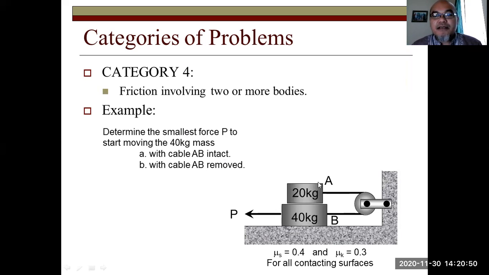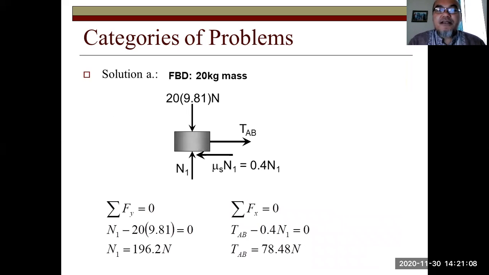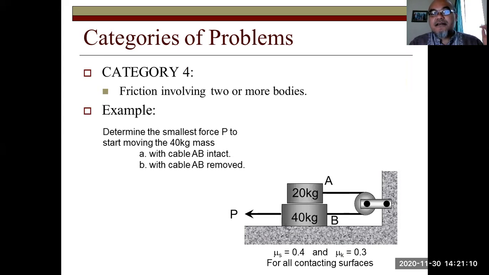First, with cable AB intact, meaning it is connected via this pulley. And second, with AB removed, so they are just two masses stacked on top of each other. So the first case: there is this rope, or cable AB.